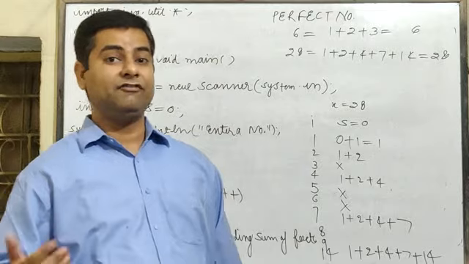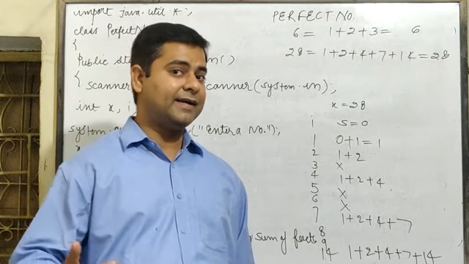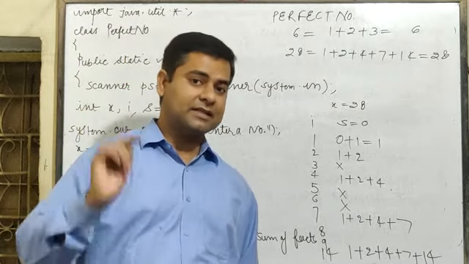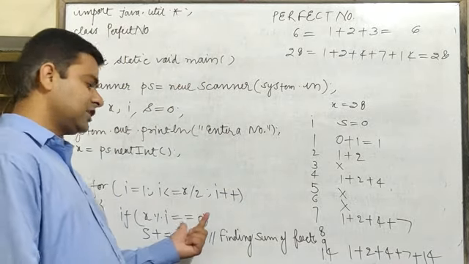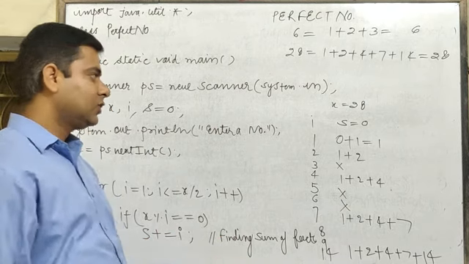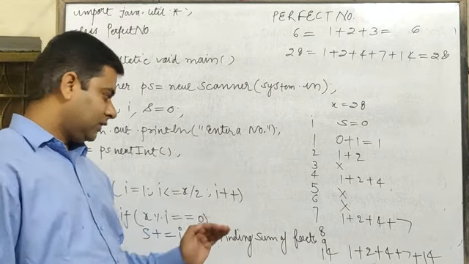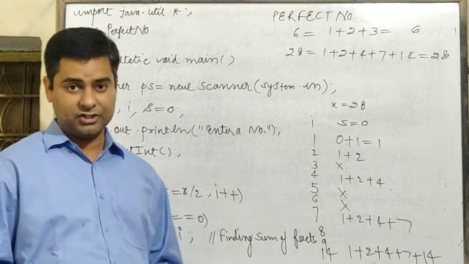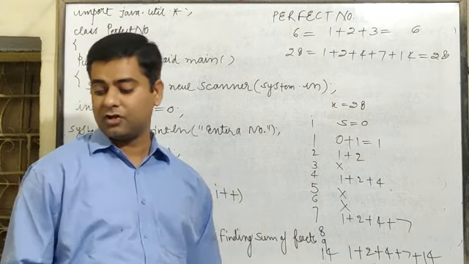If it is divisible by 1, then 1 will be added. If it is divisible by 2, it will be added. 3, 4, 5. When this condition will be true, then only it will be added in s, otherwise not. So after coming out from this loop, in s the sum of factors, excluding the number itself, will be stored. Then we have to check the condition whether it is a perfect number or not.